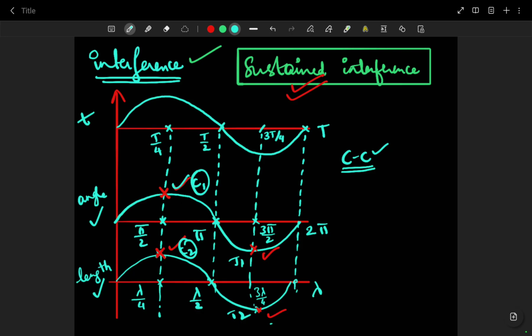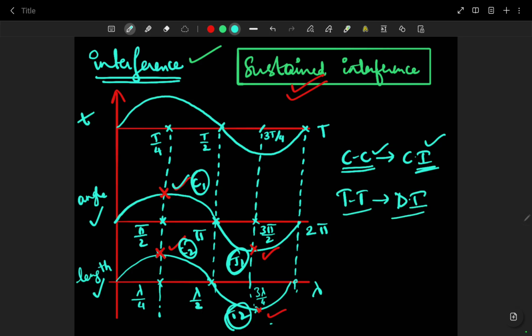So when their crest and crest are aligned, at that point of time, what will happen? They will have constructive interference. Same interference phenomenon only, but they're constructively interfering. And here you can see trough and trough are also overlapping, right? Trough of one wave aligns with trough of another wave. At that time, what will happen? Negative peak or trough is the same, so don't confuse. So when a trough and a trough align, it will be destructive interference. Same interference phenomenon only, but they're destructively interfering.